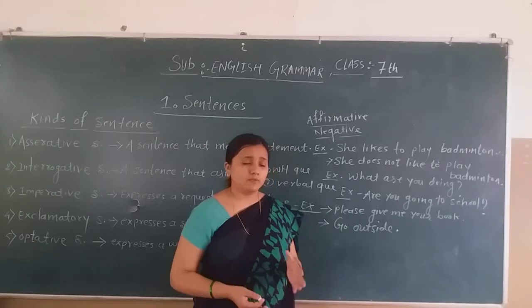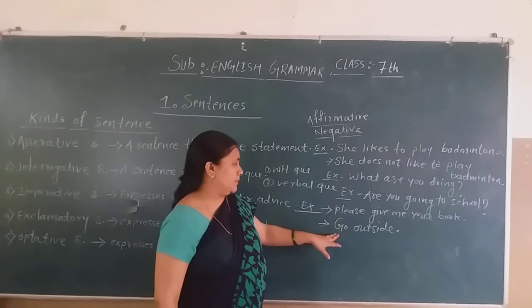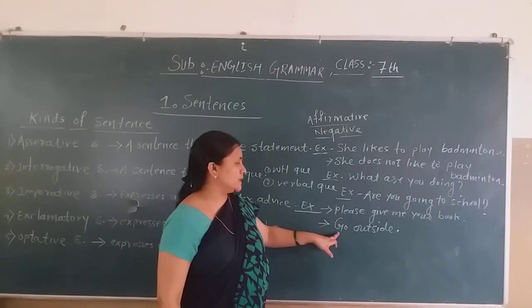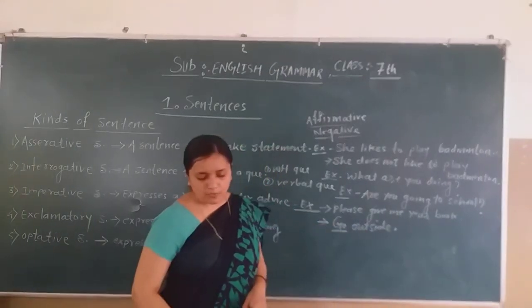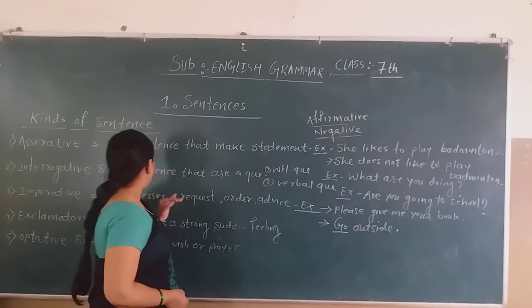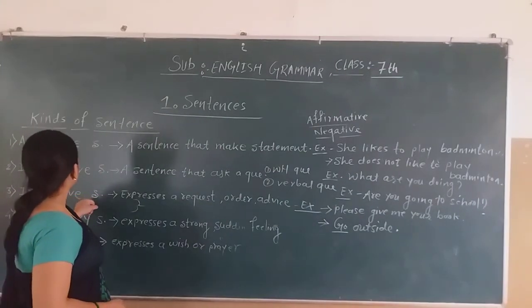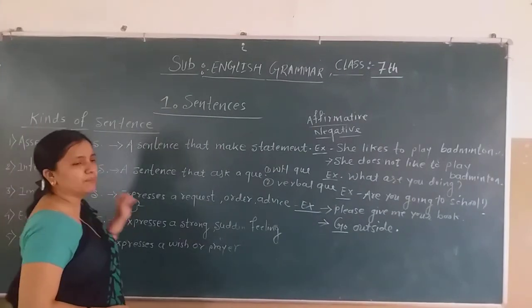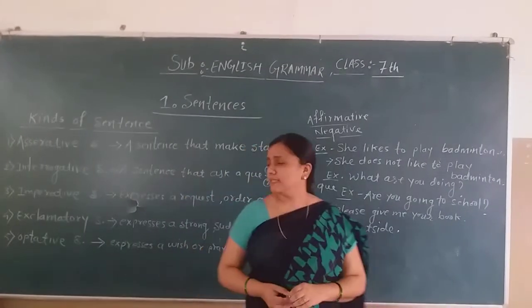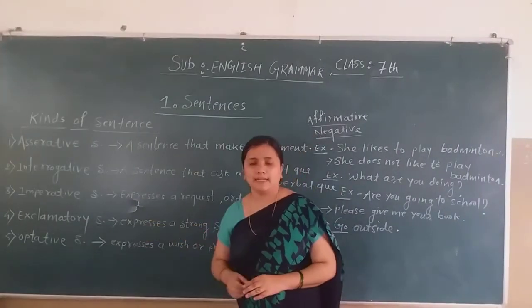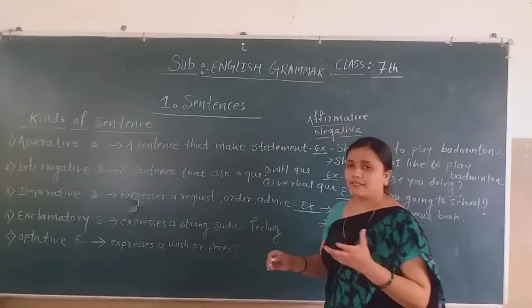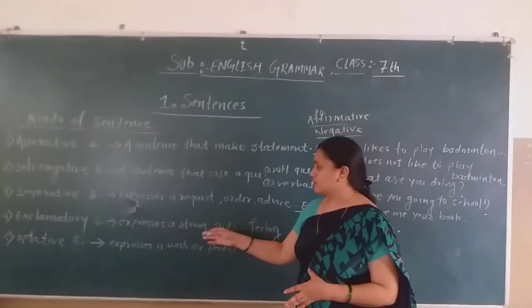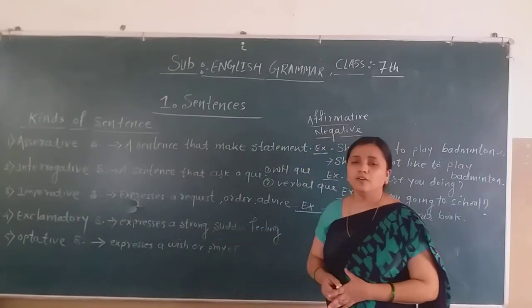will start with a verb. So go, you can see here, go is a verb, and at last we just put a full stop. So in this way we have seen the third kind of sentence, and that is the imperative sentence. Now let me see the next one, the exclamatory sentence. An exclamatory sentence expresses a strong and sudden feeling. What does it express? A strong and sudden feeling.